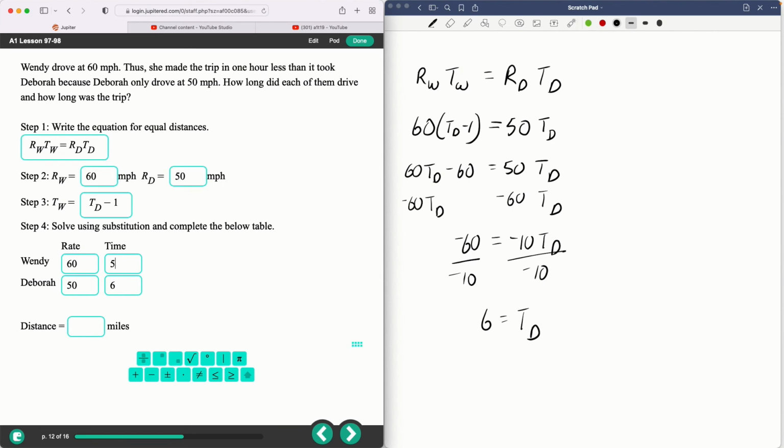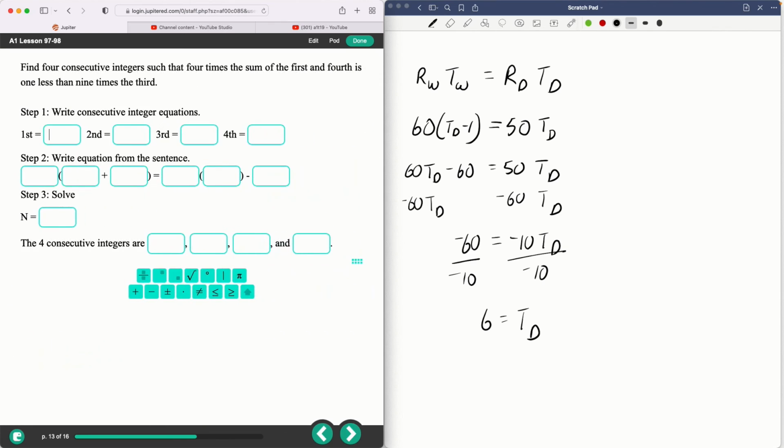The distance is going to be either Wendy or Deborah, their rate times their time. So 60 times 5 is 300. Boom. Let's check it. Perfect. All right, do you see how we're doing that? Let's move on.